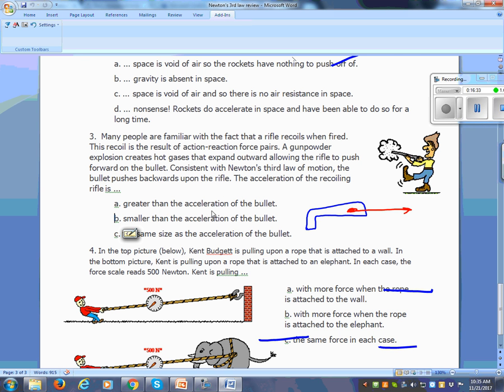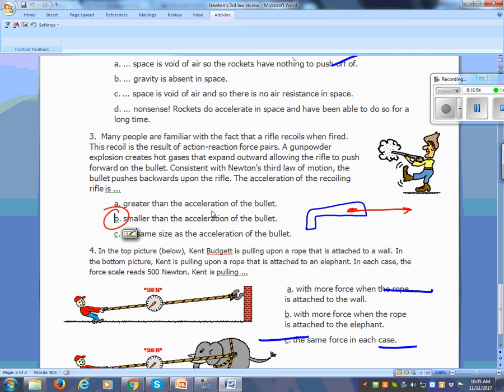How many people say the same size? Because Mr. Bennett said the answer is always equal the same. And Mr. Bennett's pants are on fire. Because I didn't add the word, the forces are always equal, but the accelerations are not. The answer is B.